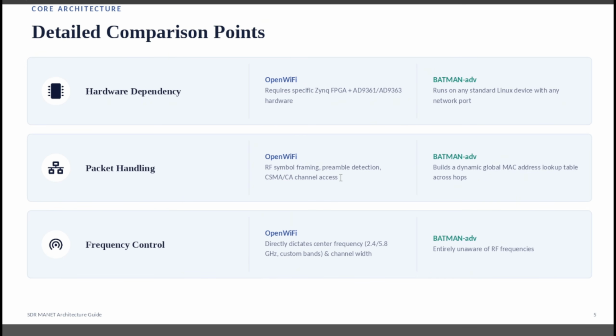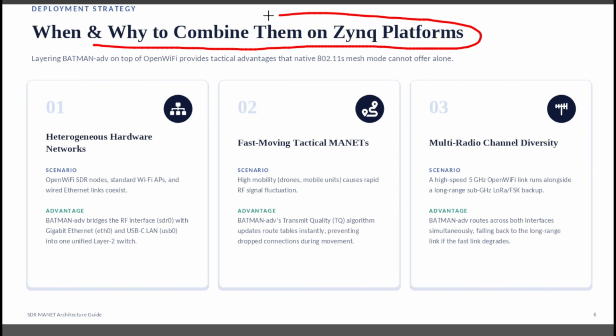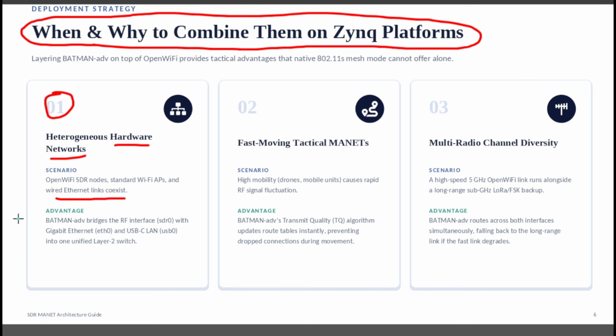Now let's go into when and why to combine them on the Zynq platform. So why run both together? Three scenarios make the case. Number one, heterogeneous hardware networks. When you have OpenWiFi SDR nodes, standard Wi-Fi access points, and wired Ethernet links all in the same deployment, BATMAN-adv bridges them into one unified layer 2 switch.